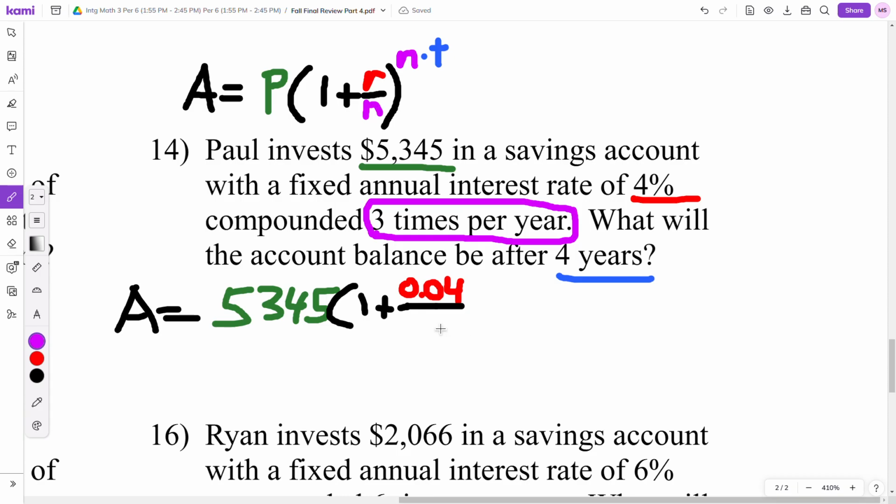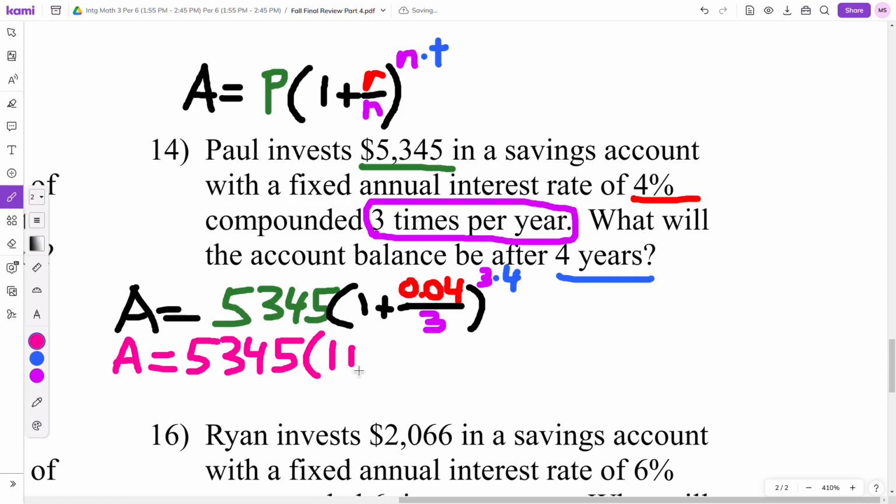The denominator here is 3 because that's how many times per year. And then the exponent is that same 3 times the total number of years, which in this case is 4. And now we can substitute. So let's do that. We have A equals. Don't multiply the principal until the very end. The very last step when you solve will be multiplying the principal. For now, leave it be.